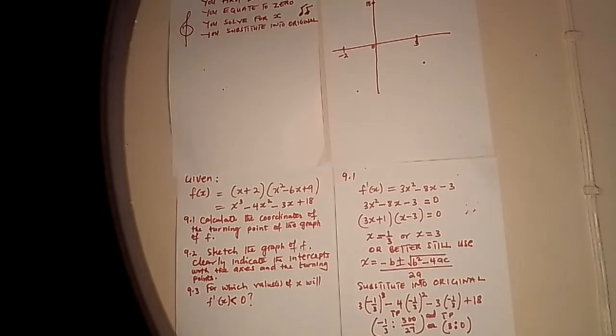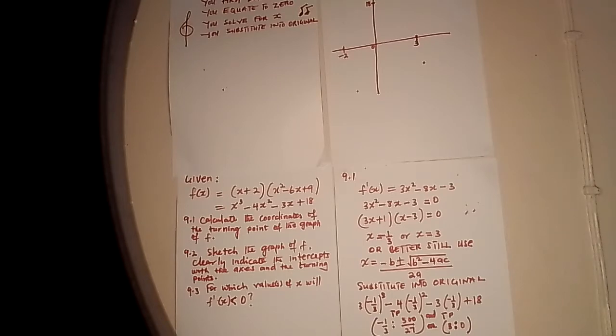So here you put what? 0 in place of f of x, and you solve for each bracket there. So now you will have x plus 2 equals 0 to solve, and you also have x squared minus 6x plus 9 to solve. You also equate to 0 and you solve. So when you solve, the answers you get are what we call the x-intercepts.